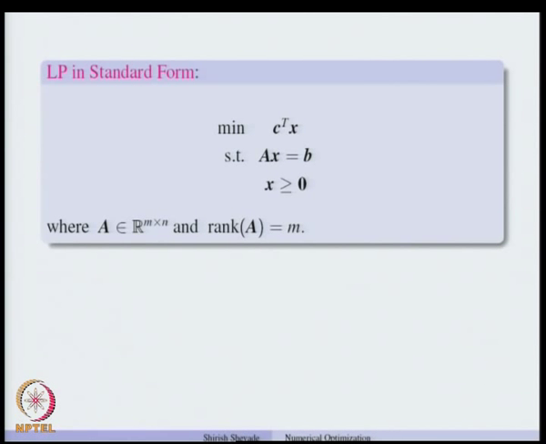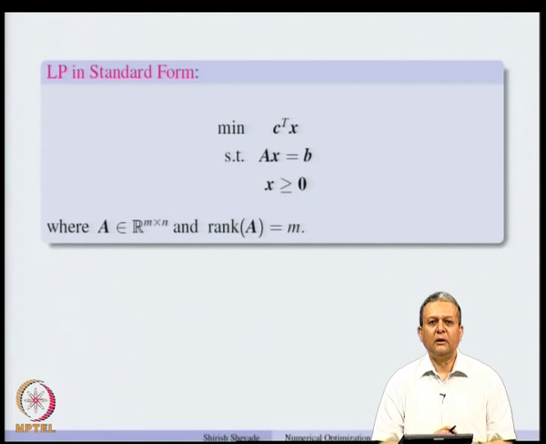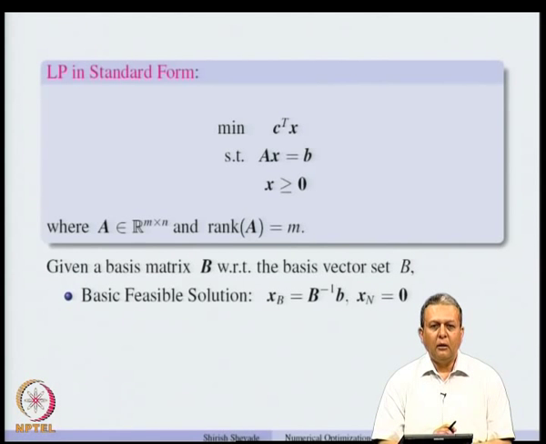Now, let us try to get an algorithm to solve this linear program in standard form. Let us assume that we are given a basis matrix B, which is associated with the basis vector set B, and the basic feasible solution xb is equal to B inverse b and xn equal to 0, and assume that the basic feasible solution is non-degenerate. We assume that xb is greater than 0. Now, if any of the b's are negative, then by making some appropriate transformation, one can make sure that the initial basic feasible solution xb is always greater than 0.